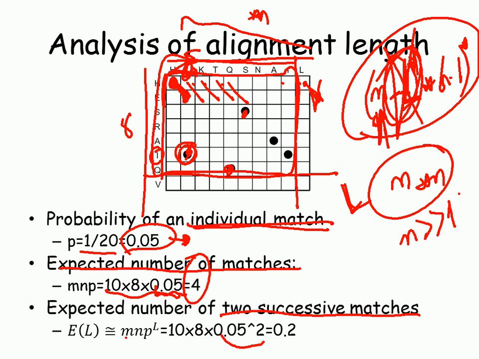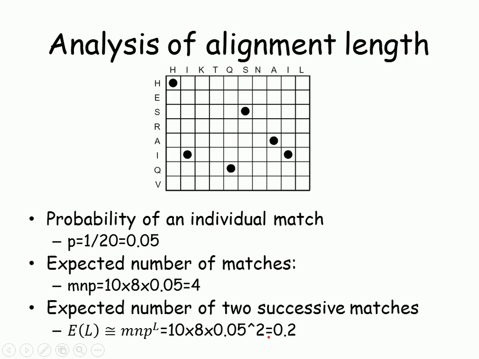Okay. So the expected number of 2 successive matches is the number of locations that could happen. So that's m times n. But note that this is an approximation to the actual answer. And then p to the power L. And that gives me 0.2. All right. So if you were to generate 10 million sequences and looked at their tables like this, you would expect to see 0.2 successive matches, all right, on the average.